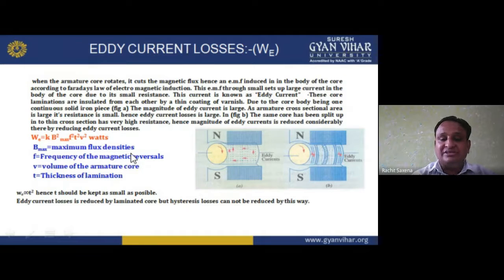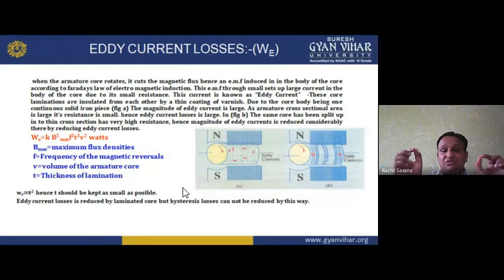B maximum is the maximum flux density, F is the frequency of the magnetic reversal, V is the volume of the armature core, T is the thickness of lamination we produce. So lamination is necessary. So the loss is always proportional to T square, hence T should be kept as small as possible, because if the thickness is higher, the loss will be higher. So thickness will be lesser because it's a square proportion.